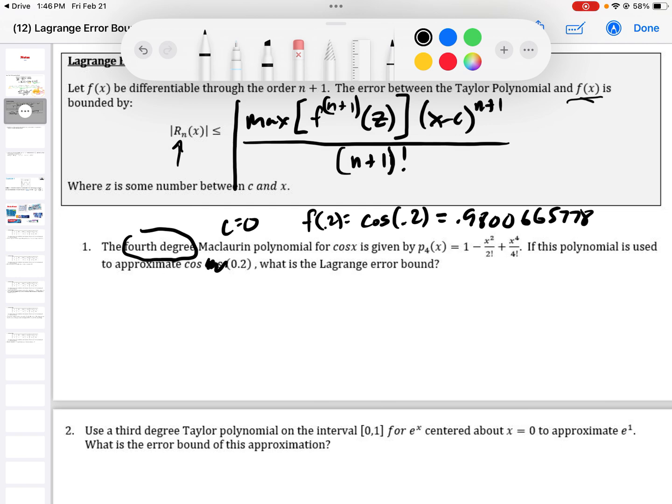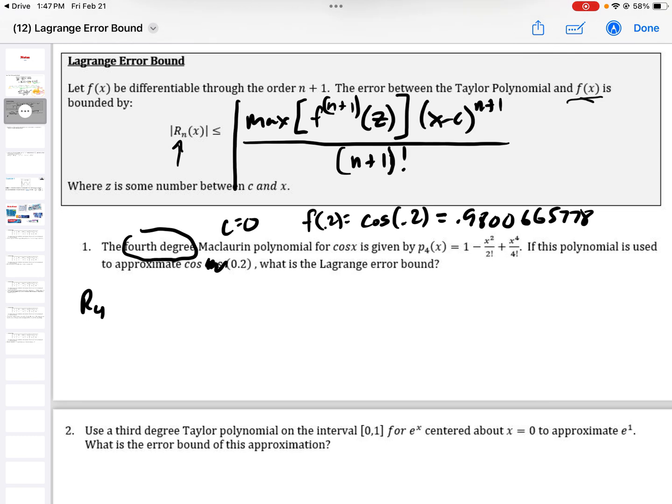Okay, plug into the Taylor polynomial, I get 1 minus 0.2 squared over 2, plus 0.2 to the fourth over 4 factorial. The Taylor polynomial approximation is equal to 0.9800666667. So pretty close using a fourth degree Taylor polynomial, but what we're trying to find is how much it's off by. What is the error bound?